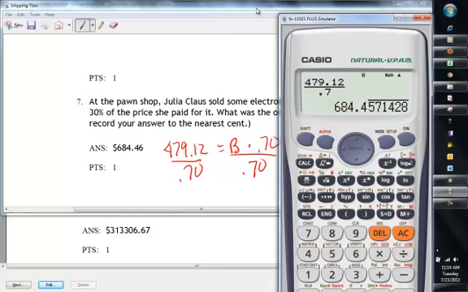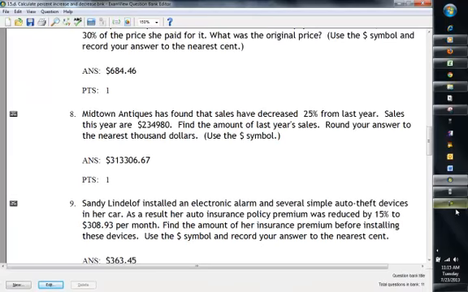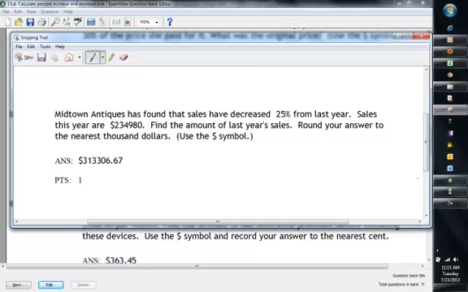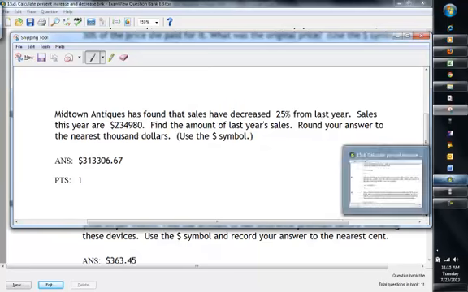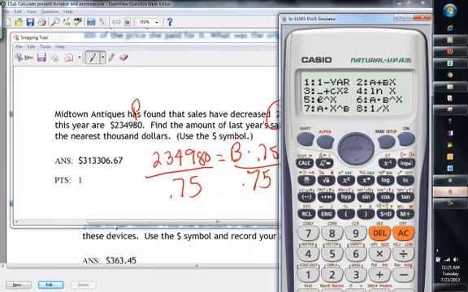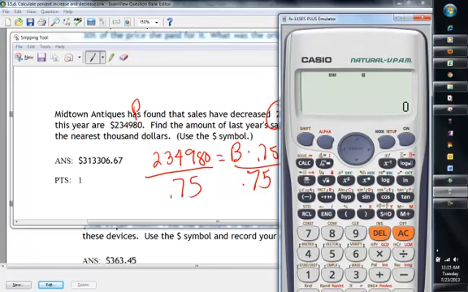Next one. Midtown Antiques found that sales have decreased 25% from last year. Sales this year were $234,980. How much were they last year? So this is the part. 234,980 is the base times 0.75, because it's a 25% decrease. So on our calculator, 234,980 over 0.75 is $313,306.67.